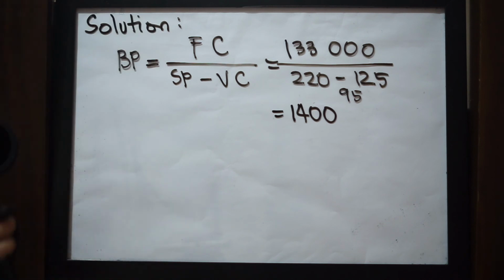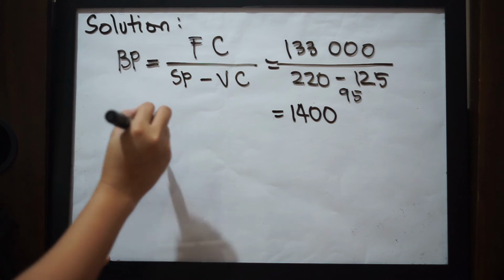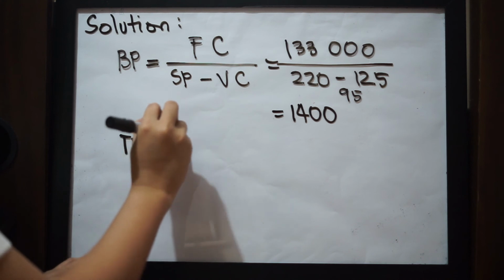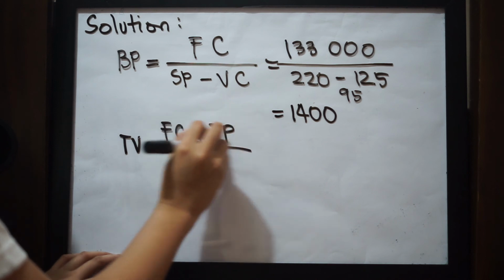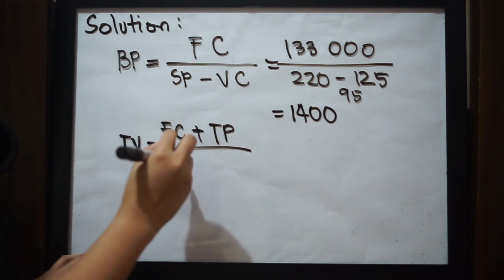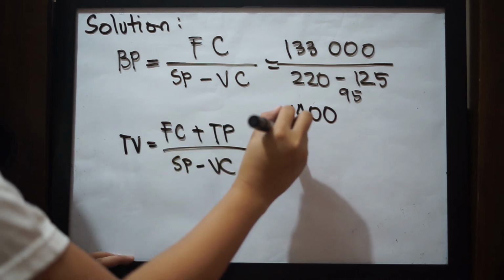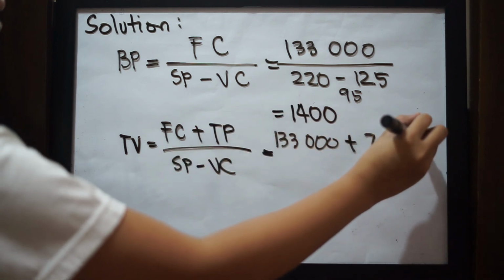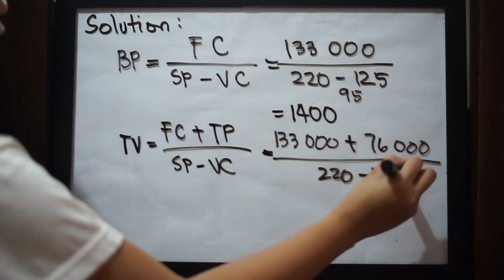Next. Meron na tayong break-even point. Ang susunod natin kailangan is the target volume. Again, no need to write the formula. Sinusulat ko lang dahil masipag ako. Joke lang. Hindi, sinusulat ko lang. FC plus TP or fixed cost plus the target profit all over SP minus VC. Substituting the values, 133,000 plus the target profit na equivalent to 76,000 all over the same na 220 minus 125.